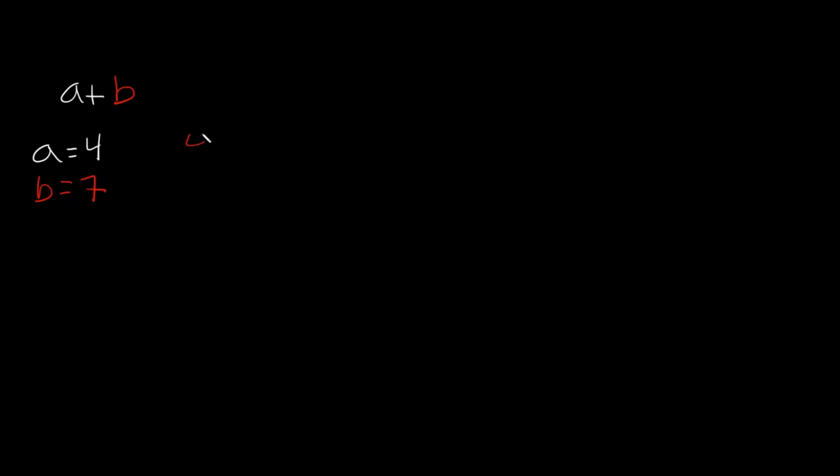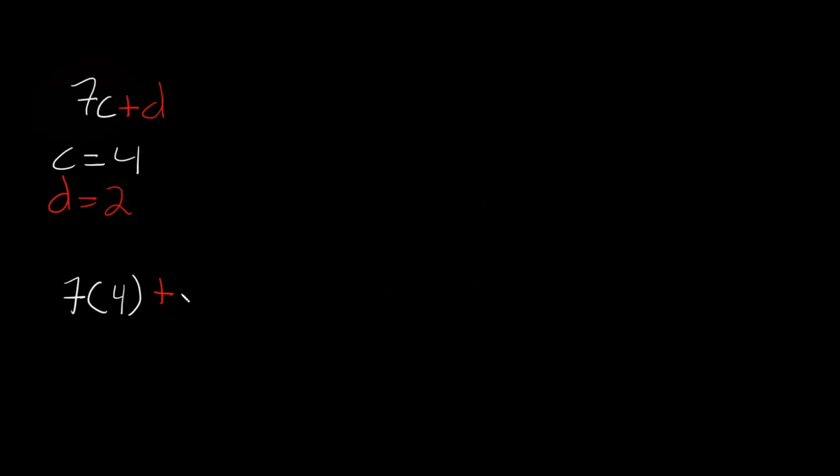So we have 4 plus, and then 7 is equivalent to b, so we can just interchange these values. So we have 4 plus 7, and then 4 plus 7 is just 11. So this is pretty simple, and we'll look at a few more examples.